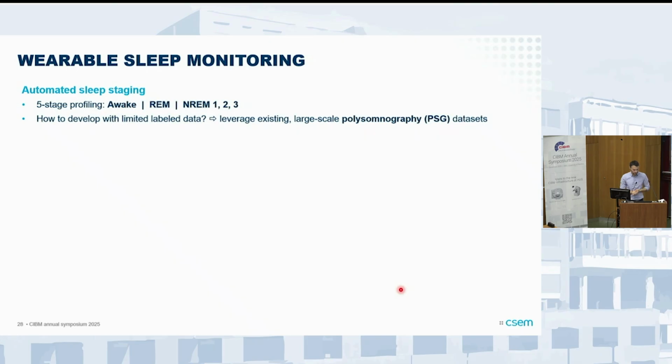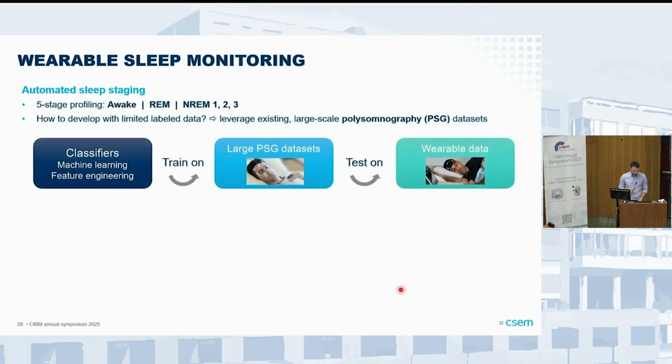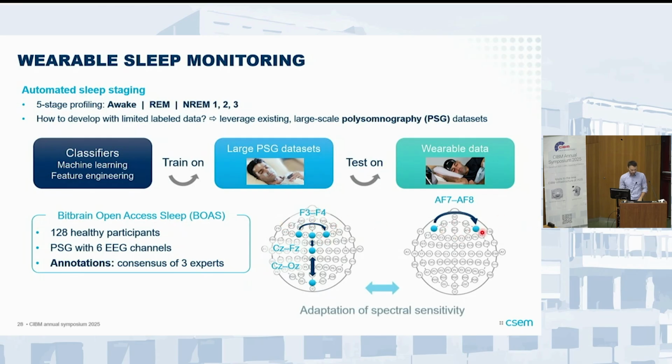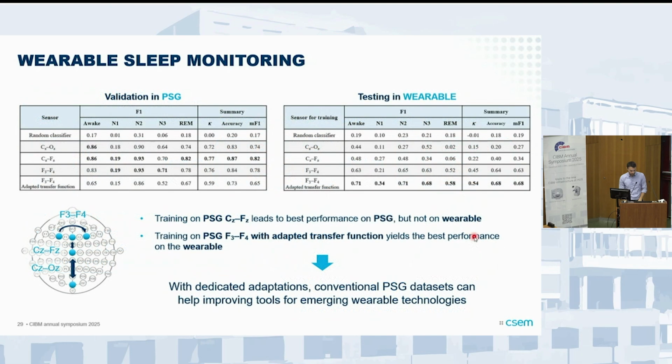with gold standard labels. So one thing I will go over very quickly that we've been working on is leveraging existing large-scale data sets from conventional polysomnography, and then adapting them as much as we can to better approximate wearable data. One way is trying to get to positions that are as close as possible to our wearables. The other is adapting their sensitivity, and particularly their gains across frequencies, to better approximate our devices.